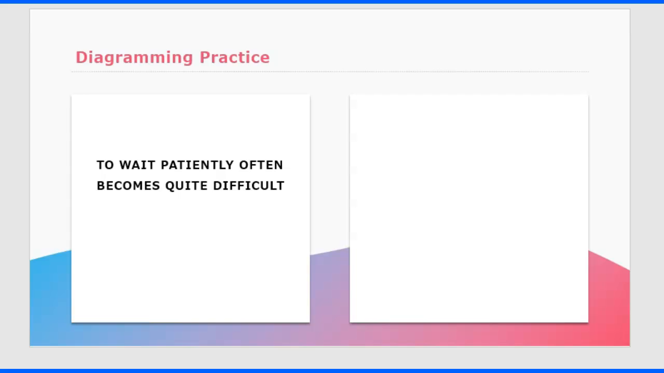Okay, let's do the last one. To wait patiently often becomes quite difficult. And so in this one, again, you should recognize that, oh, I might have something here that is an infinitive. And so we might need to do something with that. So for this one, I'm going to let you go on your own and see what you come up with. And so hit pause, try to diagram it, and then when you're finished, come back. So if you're back, I assume you're ready for the answer.